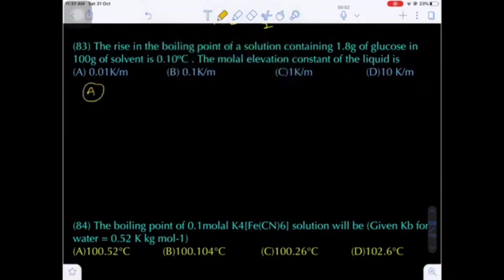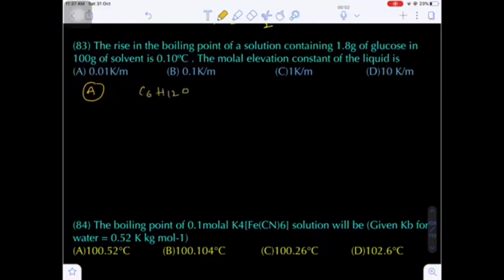The rise in the boiling point of a solution containing 1.8 grams of glucose, C6H12O6. Do you know the molecular weight of glucose? That will be 180. Do you know the iota? That is the van't Hoff factor for non-electrolyte glucose, that is unity. Now first of all, the molal elevation constant, here the question is the Kb. Now delta Tb value is given as 0.1 degrees Celsius.